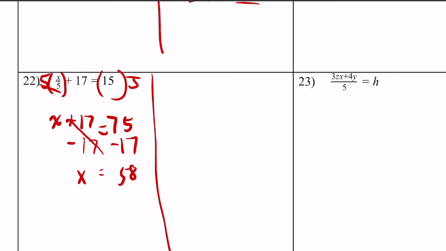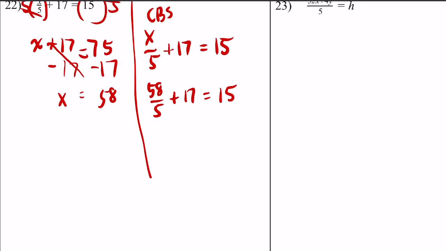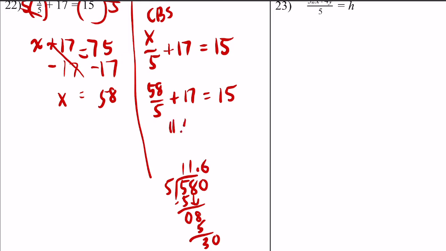Looks correct. Let's see. Check by substitution. x over 5 plus 17 equals 15. What is x? 58 over 5 plus 17 equals 15. 58 over 5, let's see. 58 divided by 5. 1, 5, 0. Bring down the 8. 1, 5, 3. Bring down another 0. 6. 11.6 plus 17 equals 15. 28.6 equals 15.